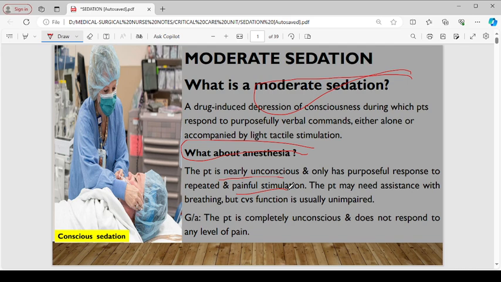In general anesthesia, the patient will be completely unconscious and will not be able to respond to any form of stimulation. So we have to know what moderate sedation is. Of course, we have already said that it's the same as conscious sedation, but it's different from anesthesia, both partial and full. All right? Okay, guys.